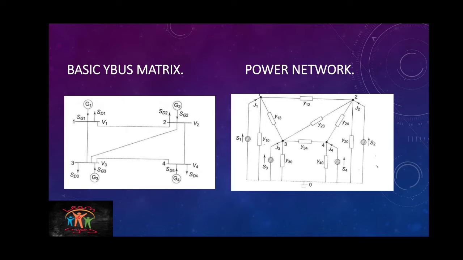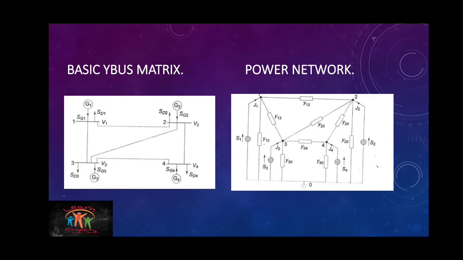So here I have taken one figure. It's a basic Ybus matrix. You can see the basic Ybus matrix figure. There we have a 4 bus system, 1, 2, 3 and 4, and we have 4 generators, G1, G2, G3 and G4. Okay, so this figure is common in all the examples in any exam.